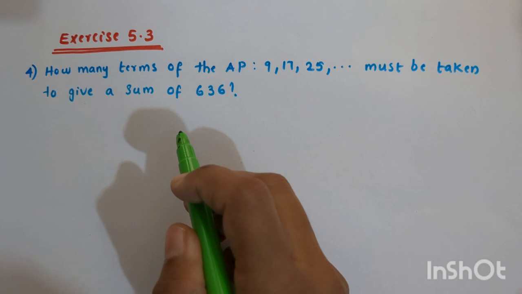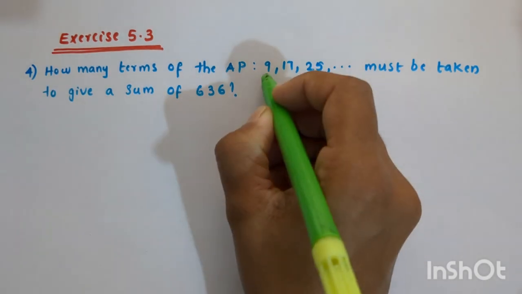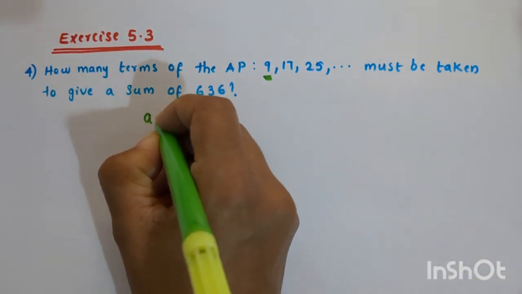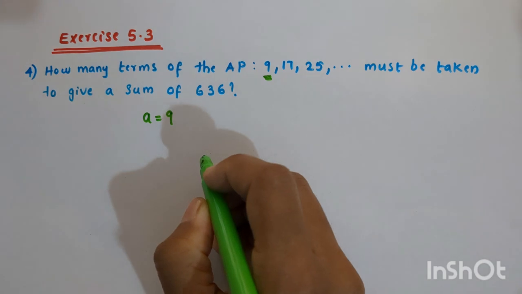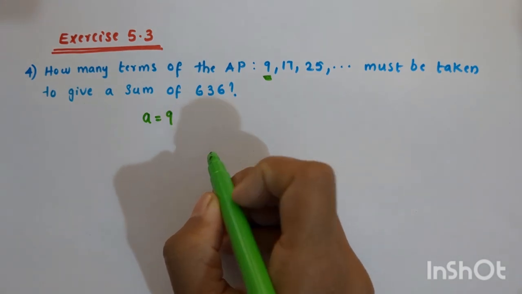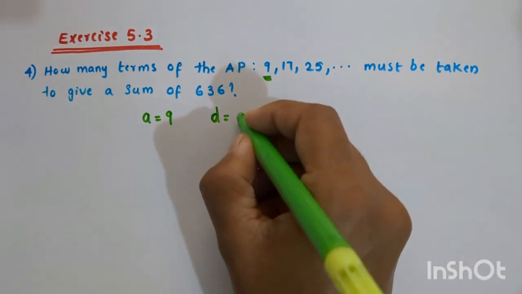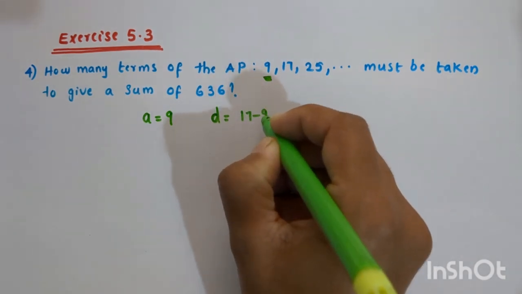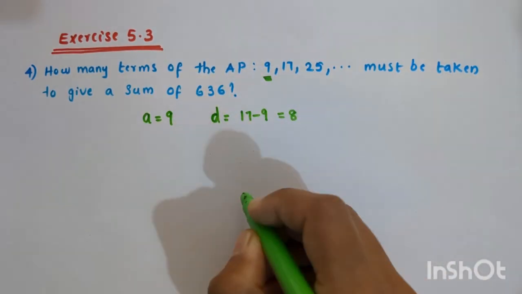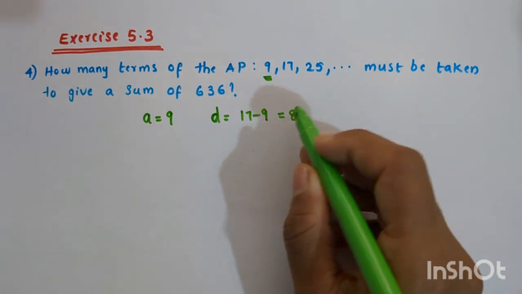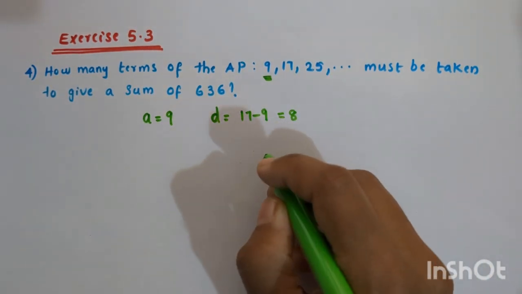In this AP, the first term is 9, so we can write first term a as 9. Then what about the common difference? Common difference d equals second term minus first term, so 17 minus 9, which is equal to 8. Or third term minus second term, that also will give you 8, which is the common difference.